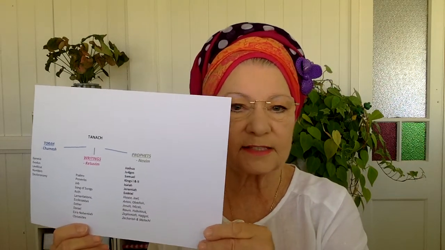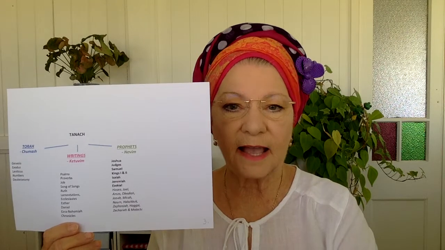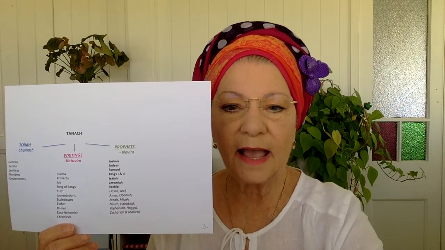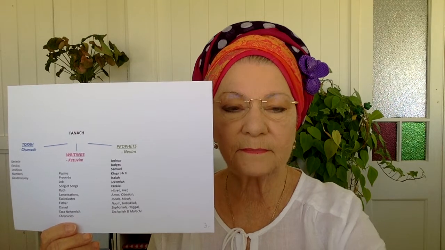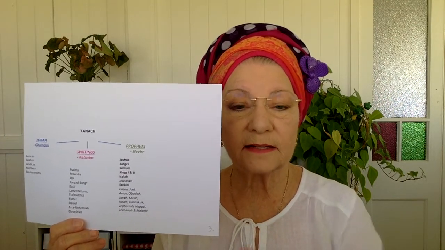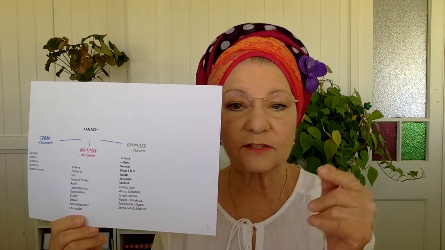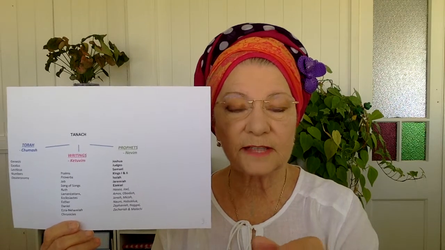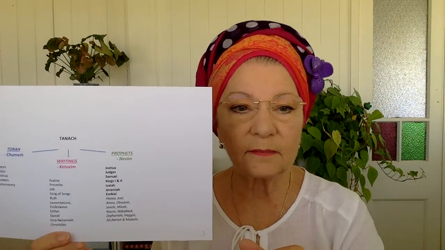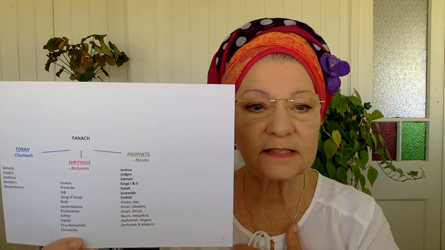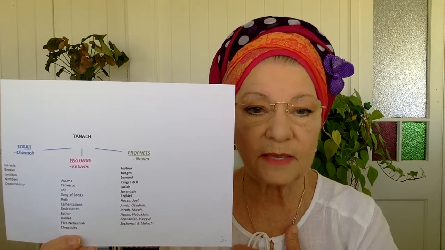And we discussed what Tanakh is. Some people refer to it as the Old Testament, and the correct name is Tanakh. And the Tanakh contains the Torah, which are the 5 books of Moses. And you may be able to see those: Genesis, Exodus, Leviticus, Numbers, and Deuteronomy.